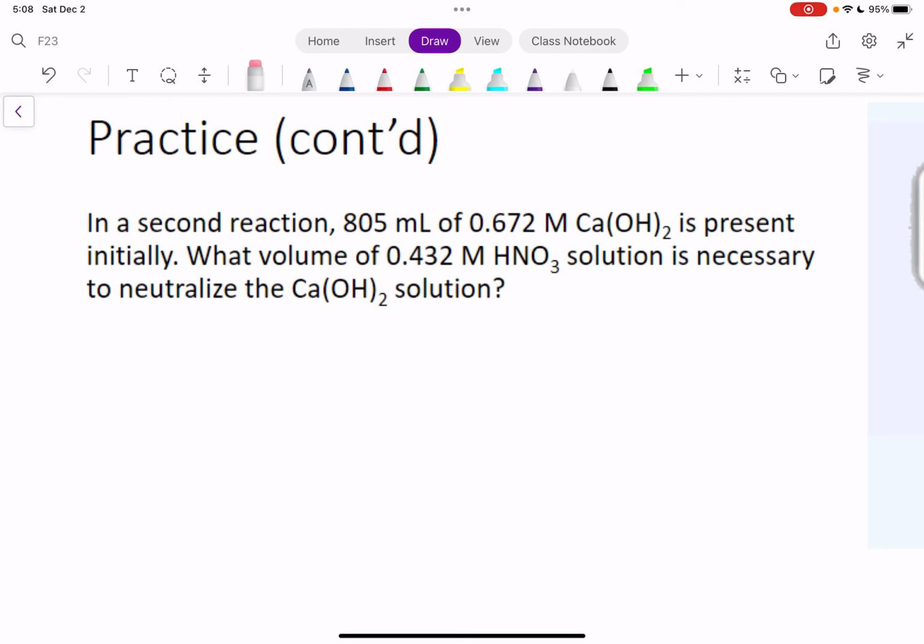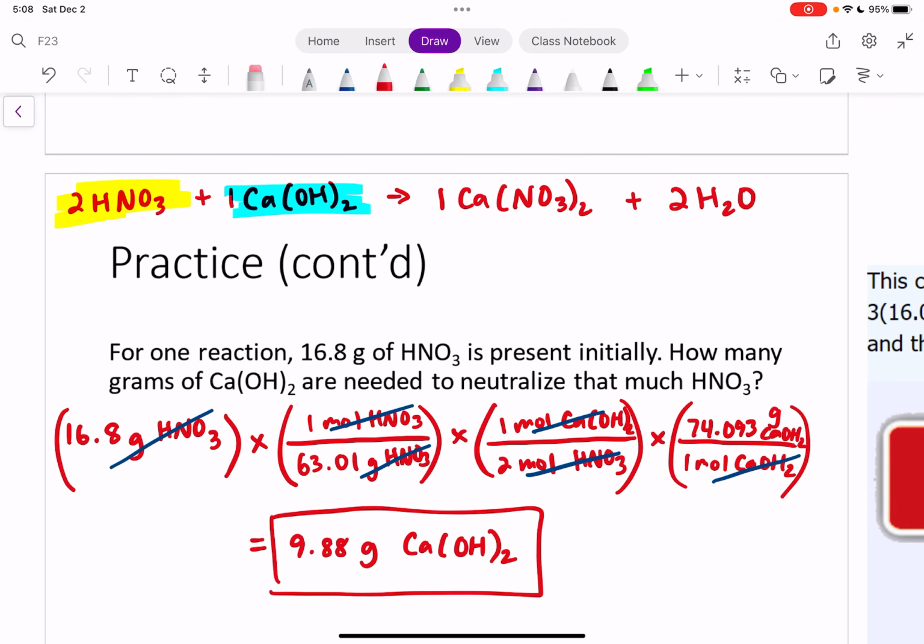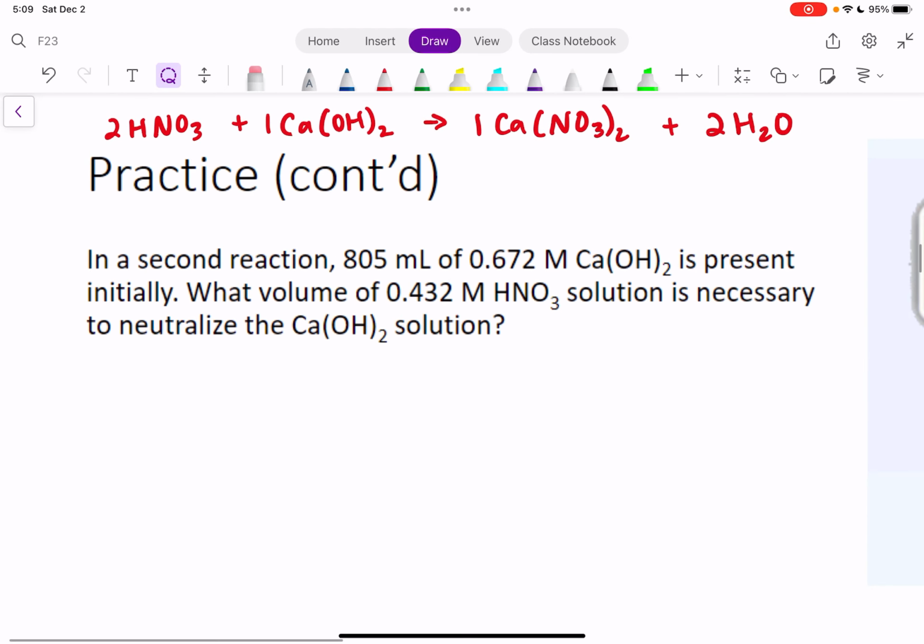So this practice problem says, in a second reaction, 805 milliliters of 0.672 molar calcium hydroxide is present initially. What volume of 0.432 molar nitric acid solution is necessary to neutralize the calcium hydroxide solution? So again, we're using the same chemical reaction, so let's go ahead and copy it down here. And I get to use my handy-dandy tablet here, and I'm going to just copy this. There we go. Now we've got that right there.